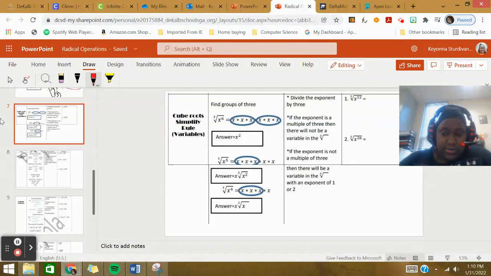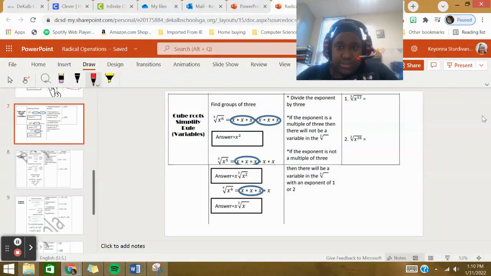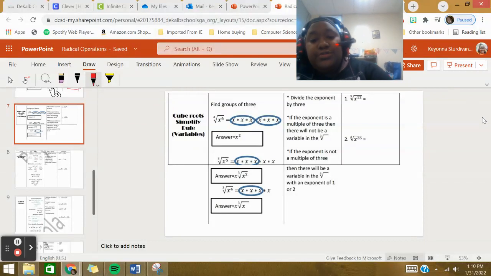Okay, now we are looking at simplifying cube roots. You're looking at the variable, okay? So I'm going to actually write the expanded form of x to the 12th power. This is the cube root of x to the 12th. So I'm going to write 12 x's.